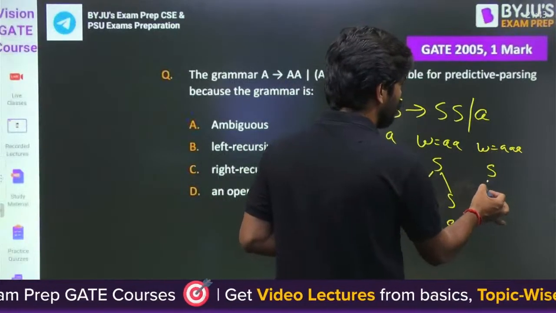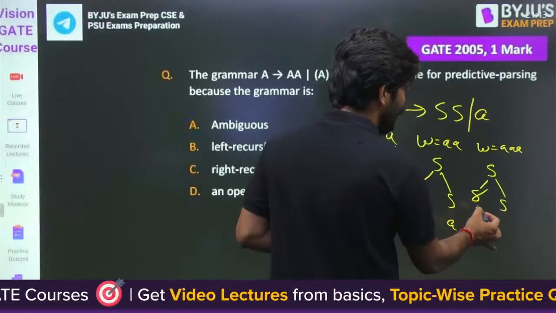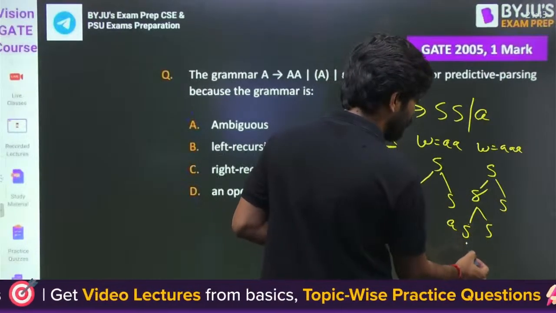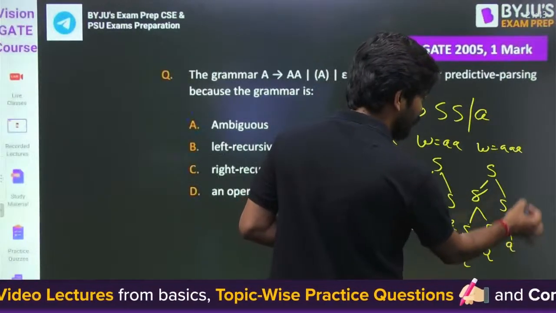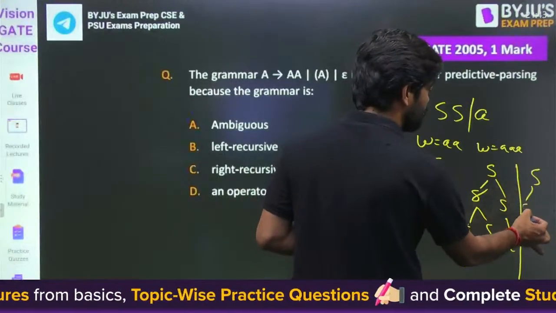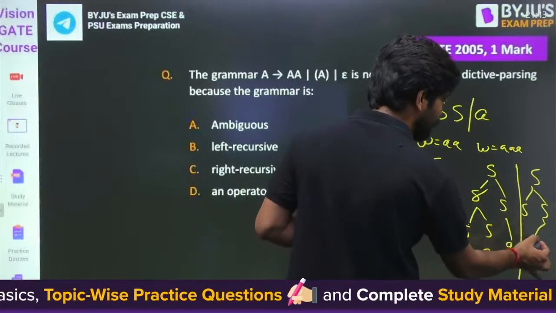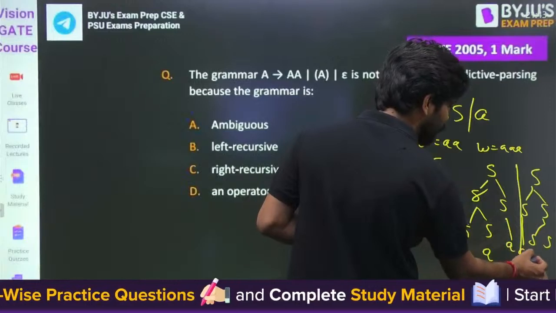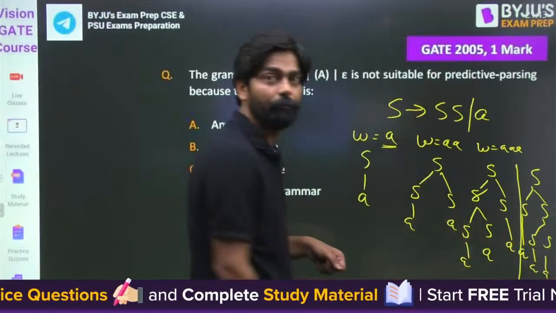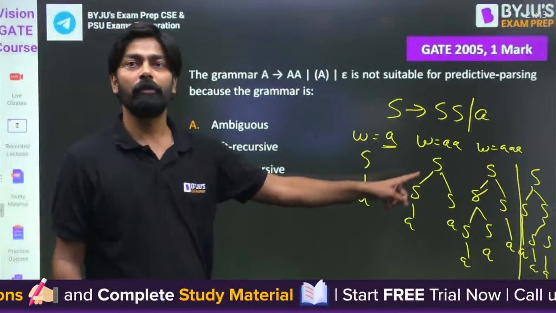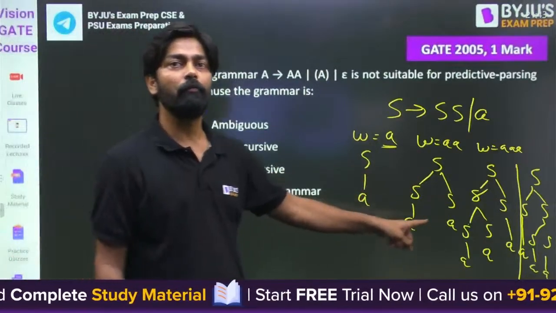So S goes to SS, and S goes to SS, and this is A, and this is A. Now we have one more parse tree, S goes to SS. This time you can expand this S, SS, fine, and this is A, this is A, this is A. Now see, we have more than one parse tree here.